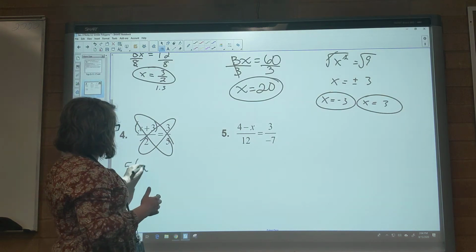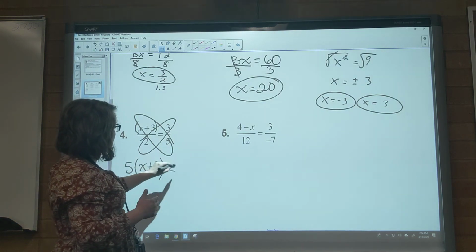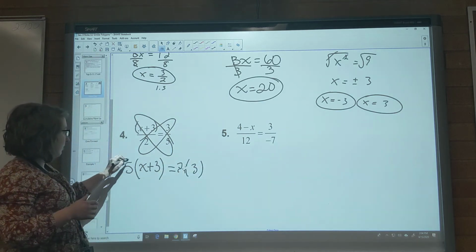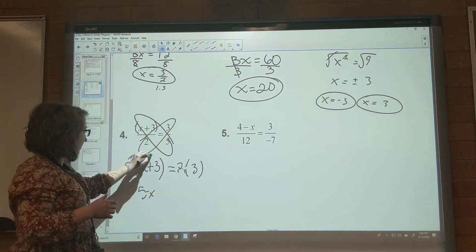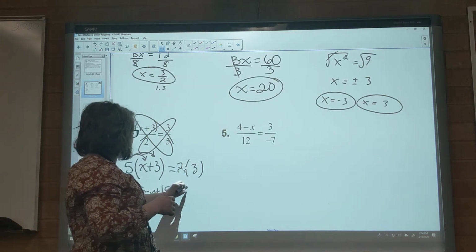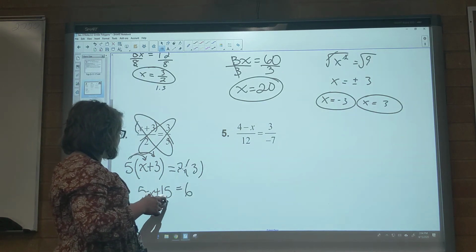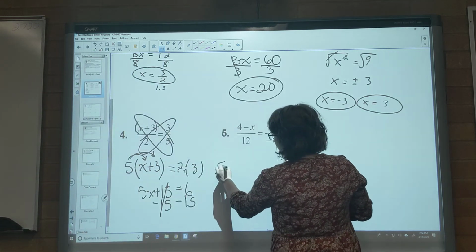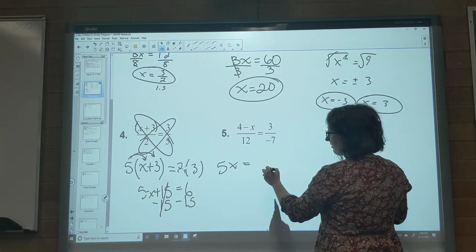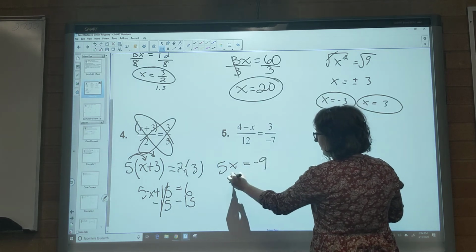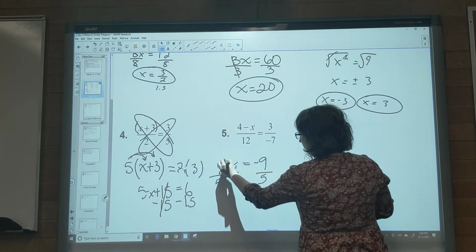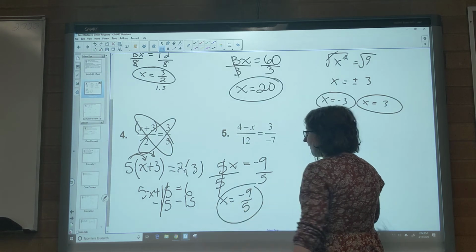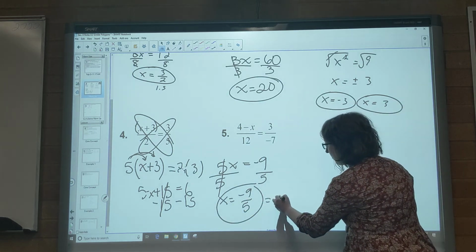So I have 5 times x plus 3. And I'm going to set it equal to 2 times 3. I'm going to simplify and solve. So right here, this is multiply. 5 times x is 5x. 5 times 3 is 15 equals 6. I want to get x by itself, so I subtract 15. And then I have 5x equals 6 minus 15 is -9. Then divide by 5. So x equals -9 over 5, which cannot simplify. Or they could put -1.8. Yes, or you can put -1.8.